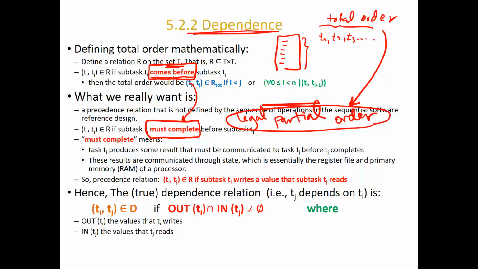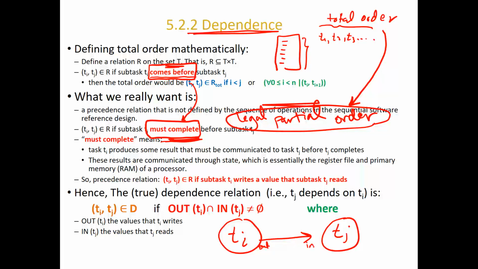Now this is really interesting, because with this "must complete before", the relationship becomes as follows. If instruction I produces a result to instruction J, then we say that they are dependent. See, this is the output here, and it's an input here.